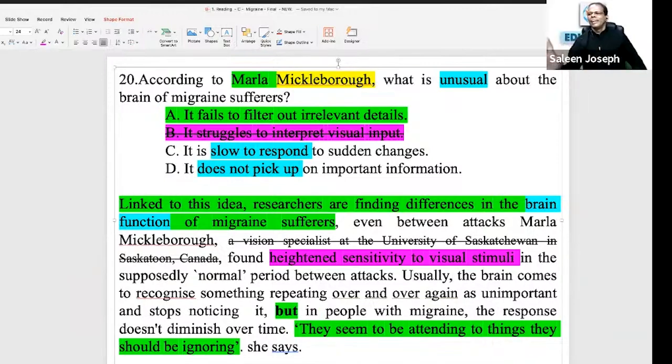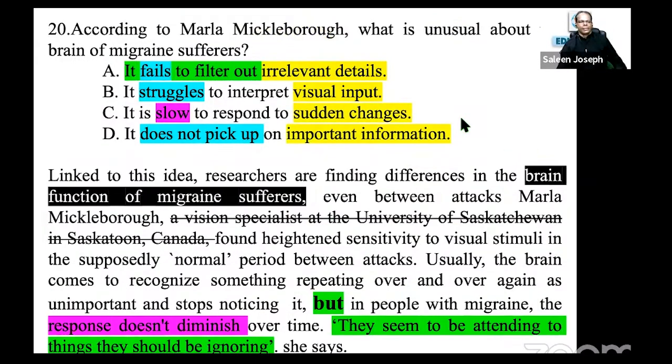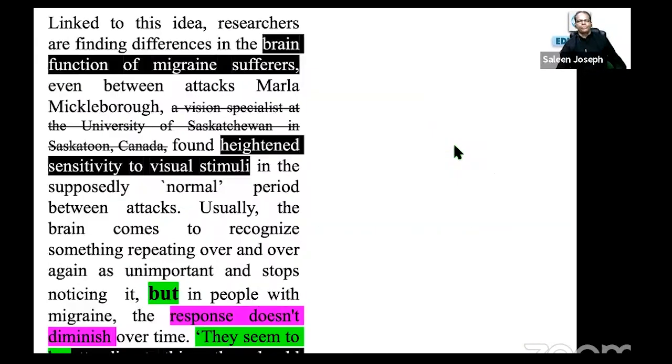And it's so easy and you will enjoy it. Only a couple of strategies and structures you have to learn, then everything is the same, only the subject changes, but the strategies are the same. See, but is a contrast word, brain function. Response doesn't diminish. See, the option says it is slow to respond to sudden changes, but the text says the response doesn't diminish, it is not slow. So C is also opposite to the text.